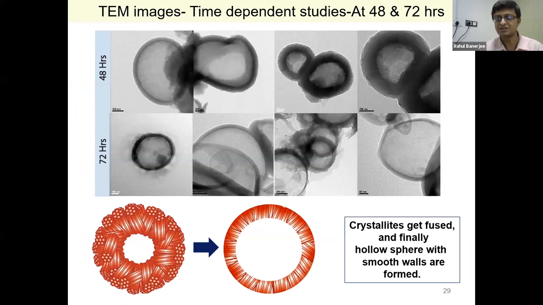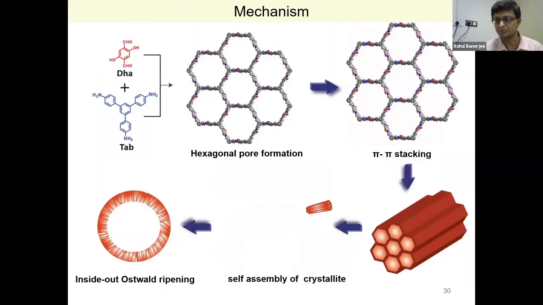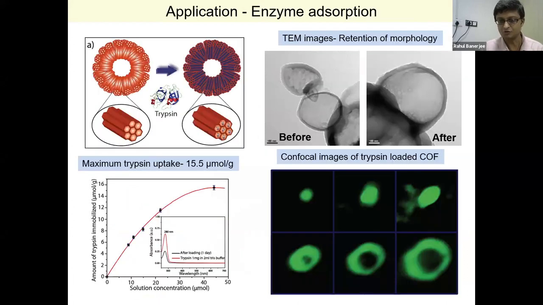That intrigued me a lot, because it is technically impossible to have this kind of crystal growth, which is actually defying the crystal growth of regular inorganic minerals or inorganic salts from where we have learned. Overall, if we try to understand the process, it is very simple. It forms, as I told you, these haphazard crystallites, and after forming them, it goes through an inside-out Ostwald ripening and forms this hollow sphere.